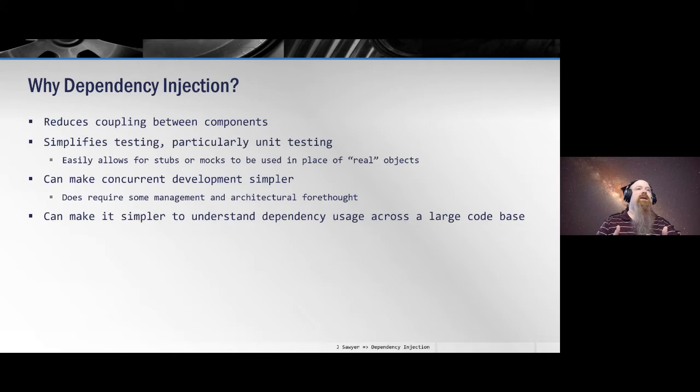Another reason is that it simplifies testing, particularly unit testing. We're going to see this towards the end, where we use our service interfaces and mock them out for unit tests. Dependency injection makes it very easy to have stubs or mocks used in place of real objects, and so this solves a whole lot of problems around unit testing.